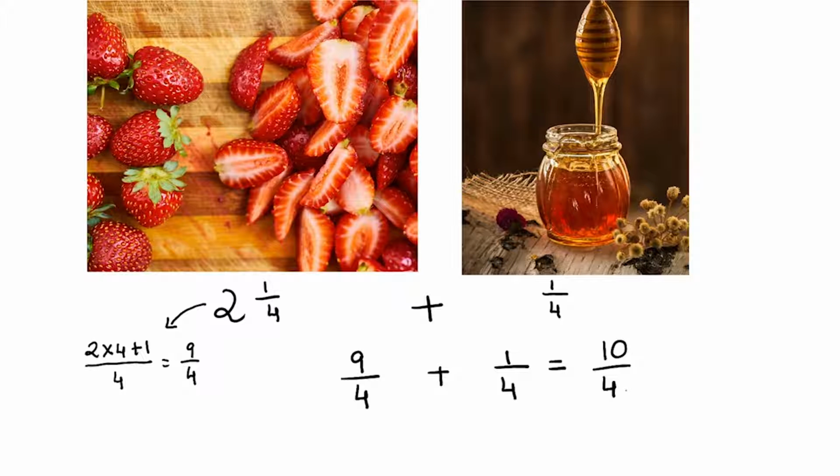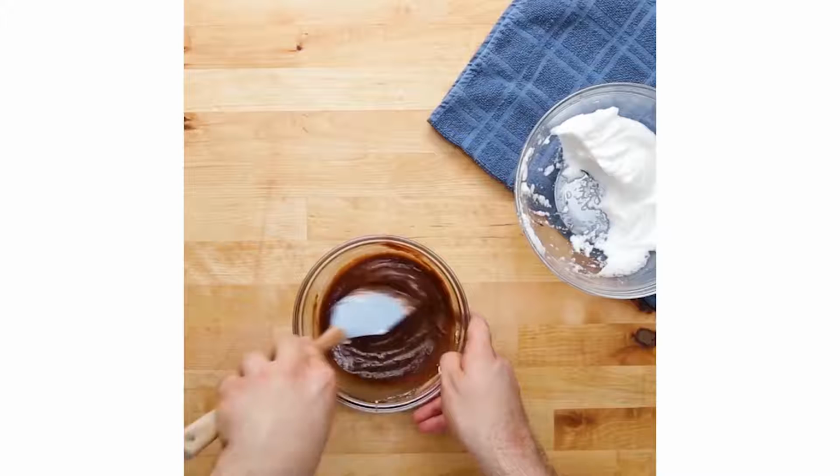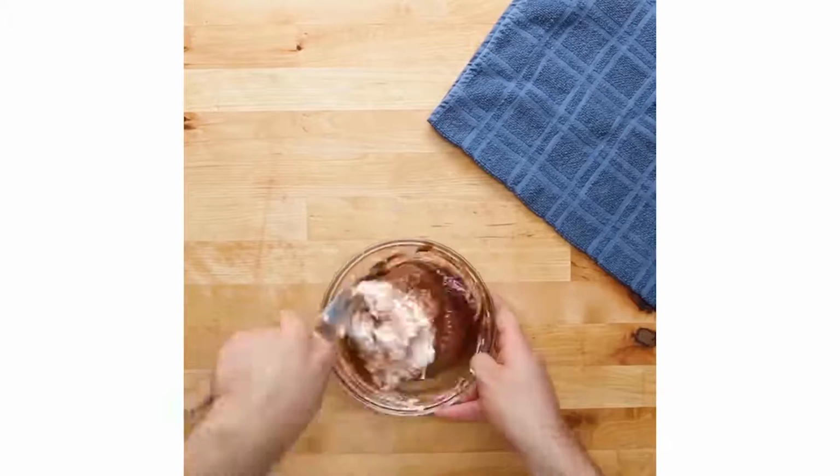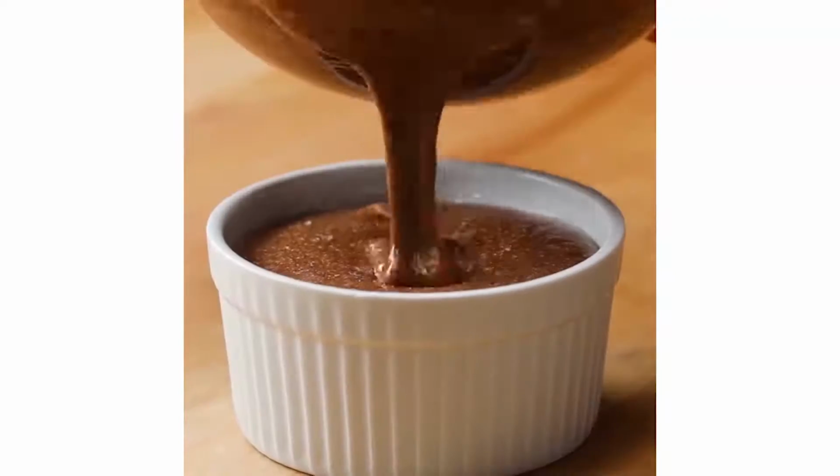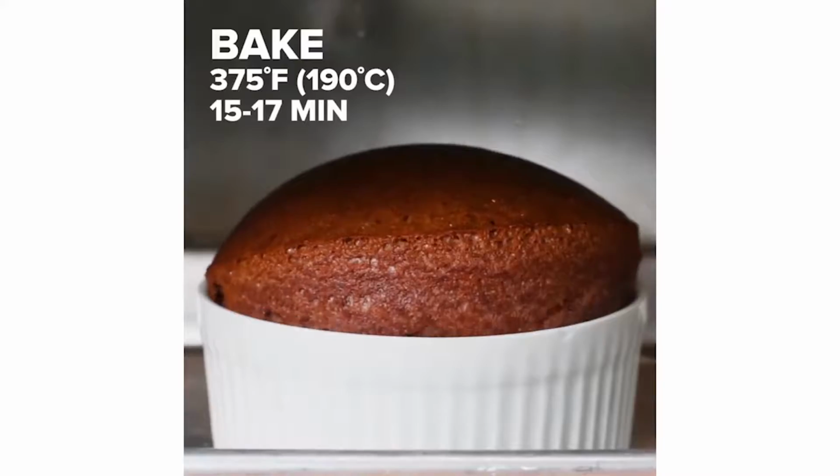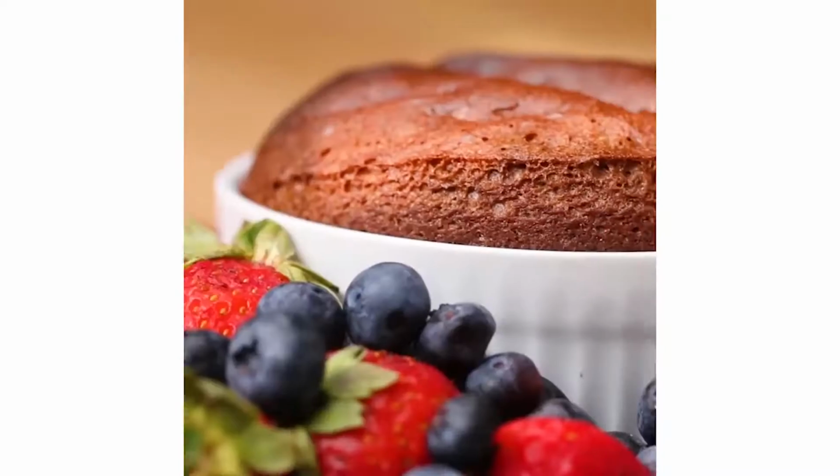We can reduce it to its simplest form, which is 5 upon 2. We can also express it as a mixed fraction. 5 upon 2 becomes 2.5 cups of perfect strawberry sorbet. Now in this example, we added 9 upon 4 cups of strawberries and 1 upon 4 cups of honey. These fractions are like fractions.